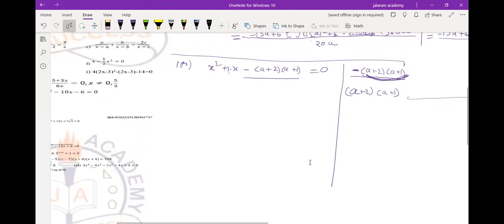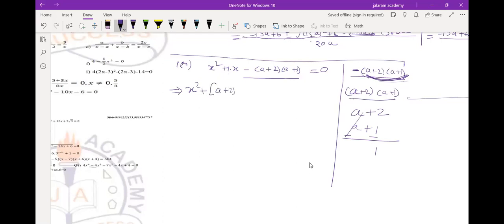So we have to search for the factors of (a+2)(a+1) whose difference must be 1. If we check, there are only two factors of this term, (a+2) and (a+1), so there is no need to expand it. And the difference between a+2 and a+1 is also 1. Is that clear to you? 2 minus 1 is 1. So in place of coefficient 1, we can write (a+2)x - (a+1)x - (a+2)(a+1) = 0.